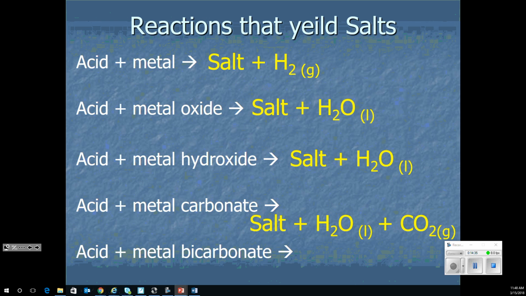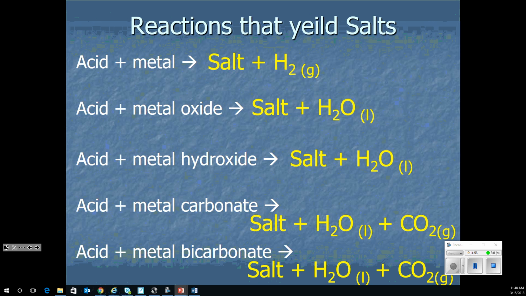Okay, if we have an acid plus a metal bicarbonate, this would be like sodium bicarbonate, like baking soda. We actually get the salt, the water, and the carbon dioxide again. This is what we use in baking so that we can get things to raise, like bread dough. And if we're not going to use yeast, we use sodium bicarbonate. So things are not flat.